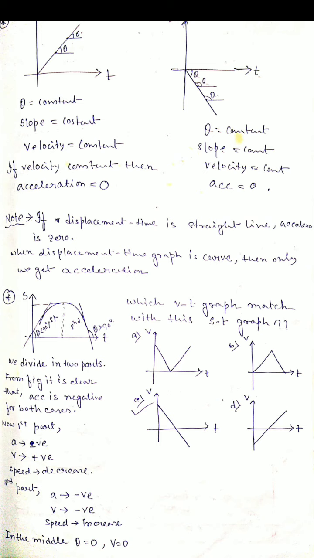So in this part, V is positive, because it is in the positive x-axis region, but it is decreasing, that's why acceleration is negative. Then it will become 0, then again it will increase, but because both have negative values, on the negative side it will increase. Understand? Okay.